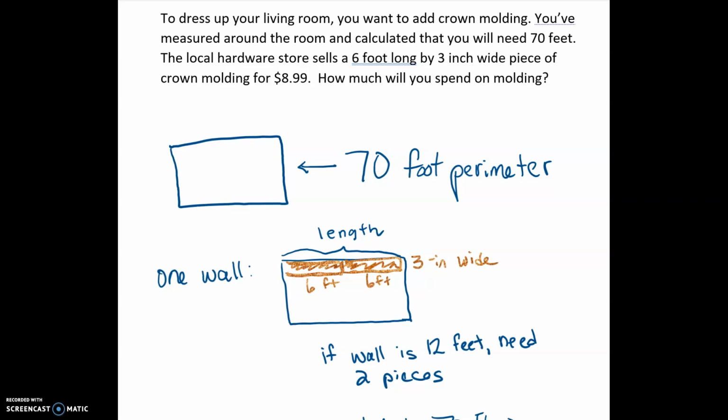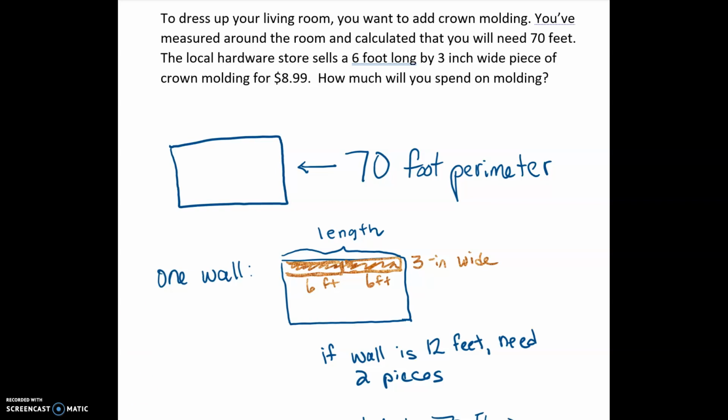In this problem, we're going to use conversion factors to calculate the cost of a project. So let's suppose we want to update our living room by adding some crown molding. We have taken our measurements all around the room and calculated 70 feet total. Visiting the local hardware store, we find that they sell 6 foot long by 3 inch wide pieces of crown molding for $8.99. Based on that, we should be able to calculate how much we will spend on this project.